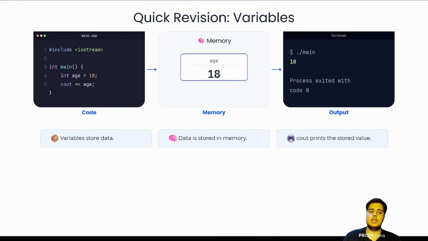Quick revision: variables. #include <iostream>, int main, int age = 18. The variable is age and the value stored is 18. Simple. The variable age is printed in the next line as cout age. The variable stores data, data is stored in memory, and cout prints the stored value.